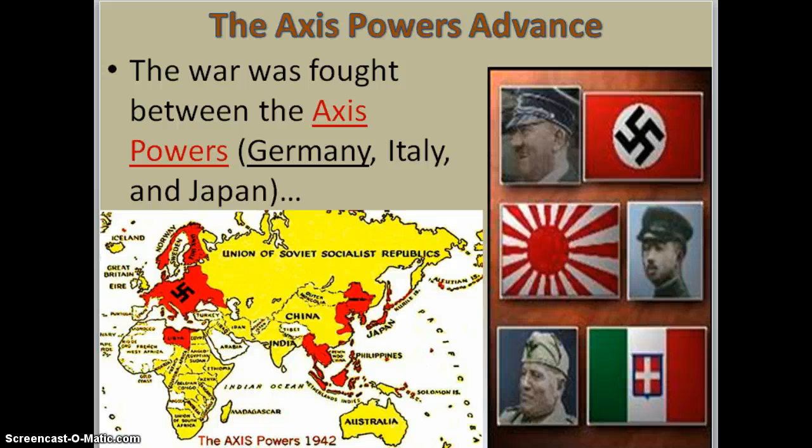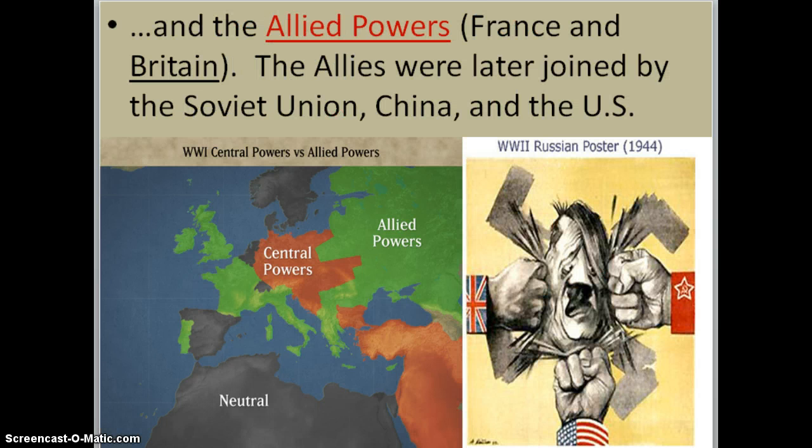And you can see there in the pictures, there's Hitler with the Nazi flag, Tojo with the Japanese flag, and Mussolini with the Italian flag. And you can see on this map, the Axis powers were all in red. This was in 1942. The Allied powers were France and Britain, and later joined by the United States, China, and the USSR.